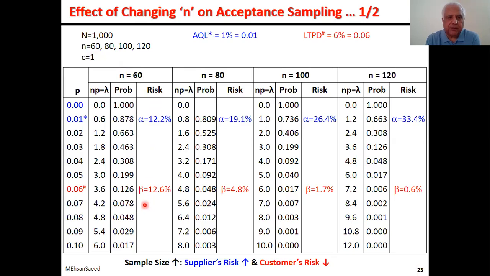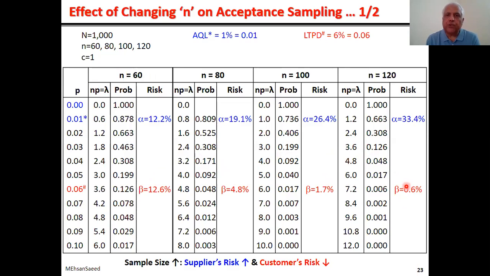Let's look at the beta risk. At 6%, it was 12.6% for 60. For 80, it reduced to 4.8. For 100, it reduced to 1.7. And at 120, it reduced to 0.6%. Conclusion: increasing the sample size while keeping the acceptance level constant is to the advantage of the buyer, because it reduces the buyer's risk, as you can see from these figures.